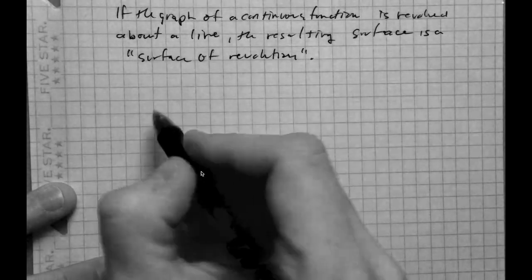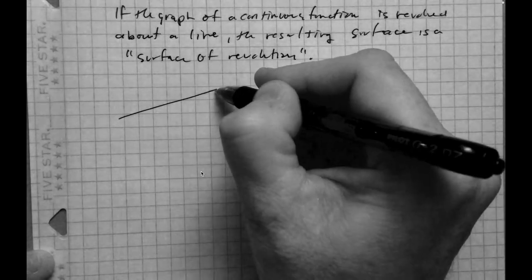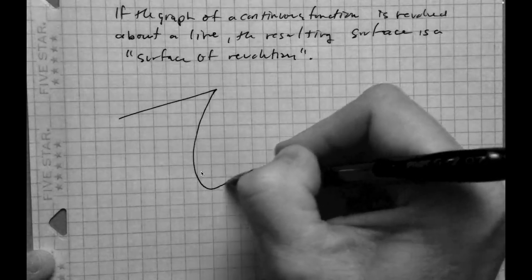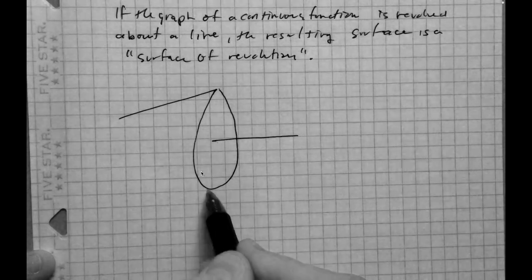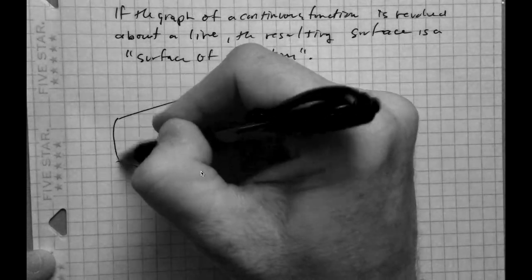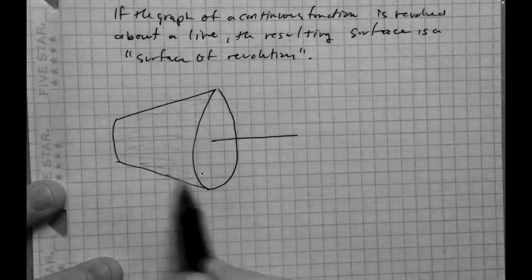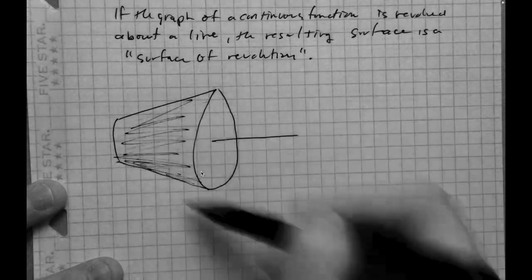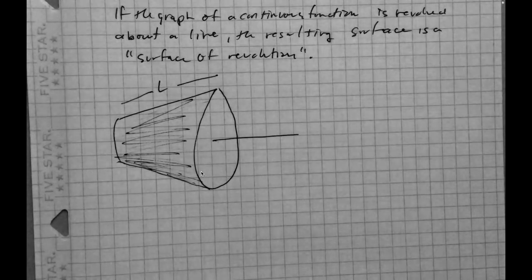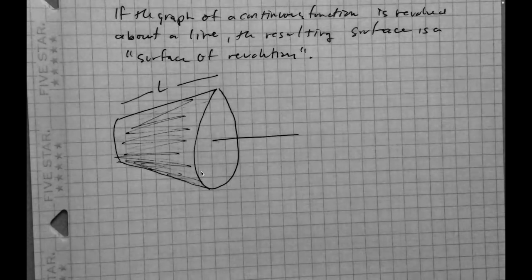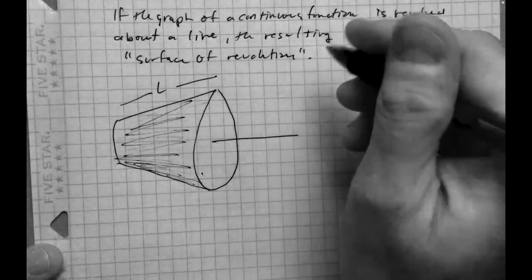But what does that mean? Well, let's say we've got some line L and I spin it around an axis. Then what I get is a surface of revolution, namely this part here. There's a surface area that's spun out by this line L. This shape that we're looking at is frequently referred to as a frustum.